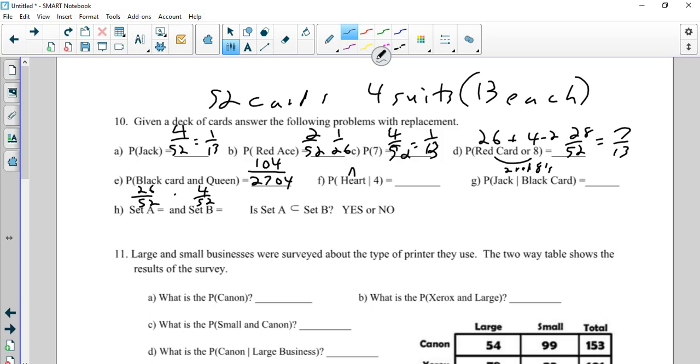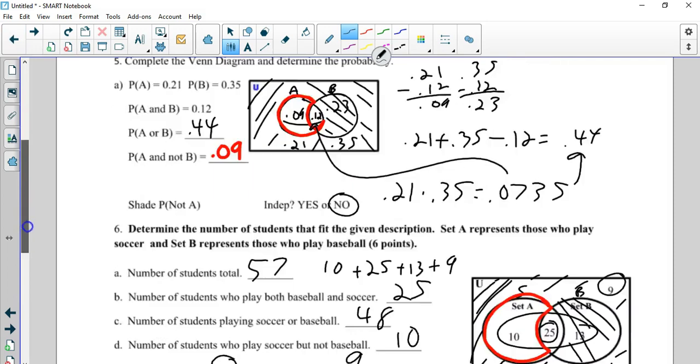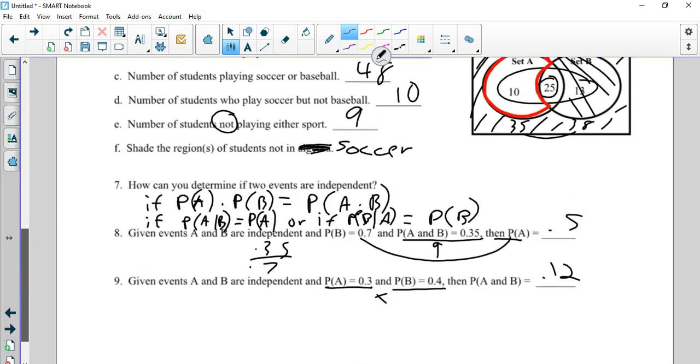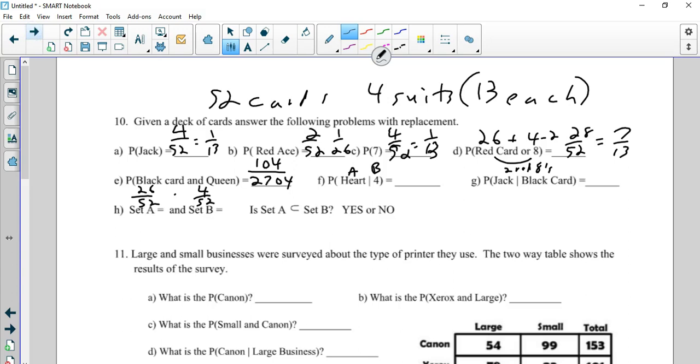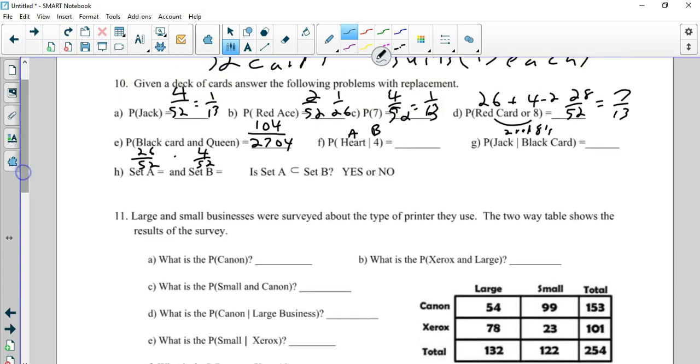Okay, so this is your A, this is your B. Remember, for A given B, it's just the probability of A. So therefore, the probability of a heart is 13 out of 52, or 1 out of 4.